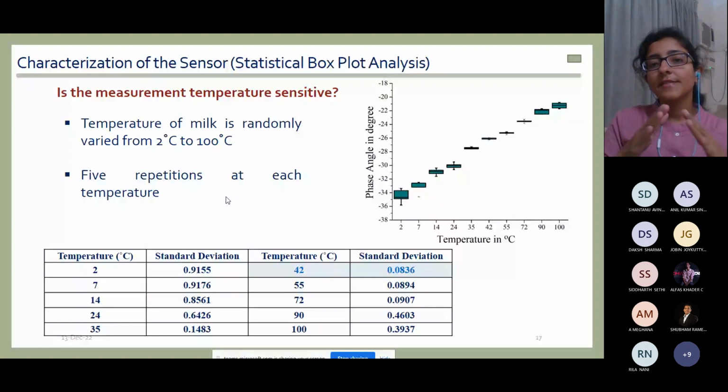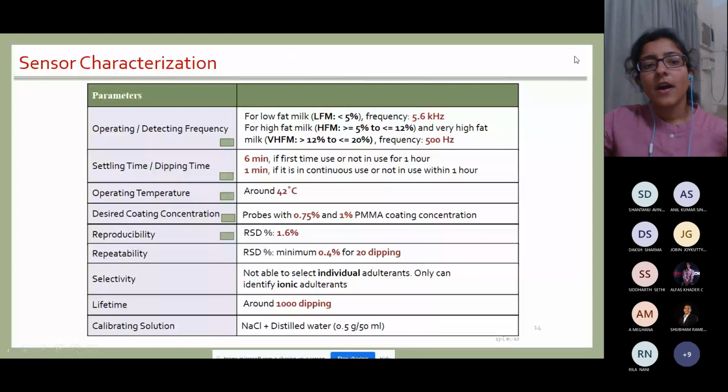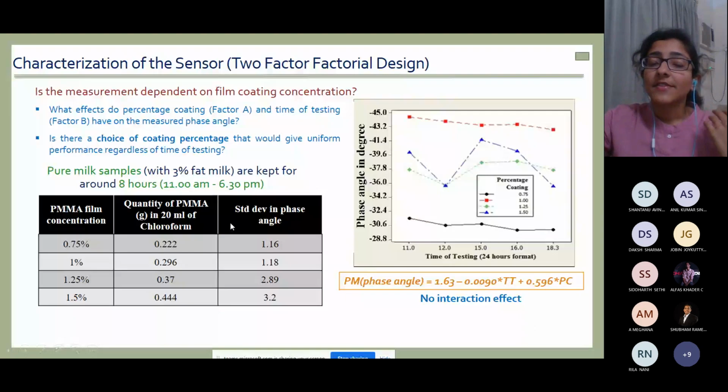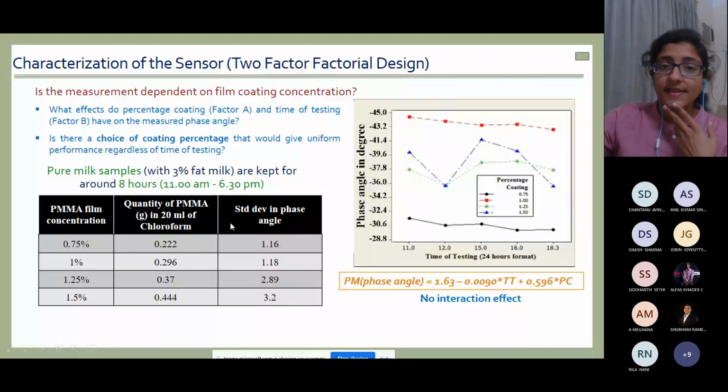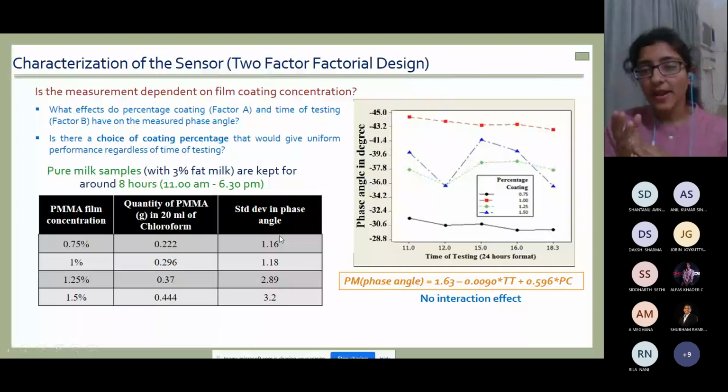In that box plot analysis, it will give you the maximum, minimum, and the spread, standard deviation, those things, and we found that it is the minimum. So we have to take this temperature as the optimum temperature. In this way, we found the desired coating concentration. For that, we used another statistical analysis, a factorial design, where it will give you the interaction effect between two parameters.